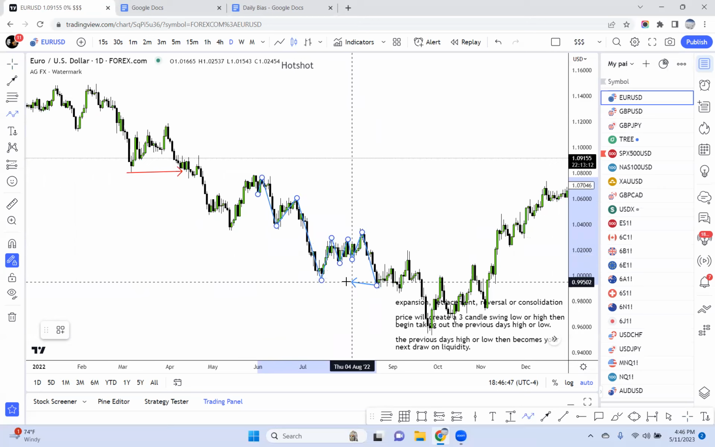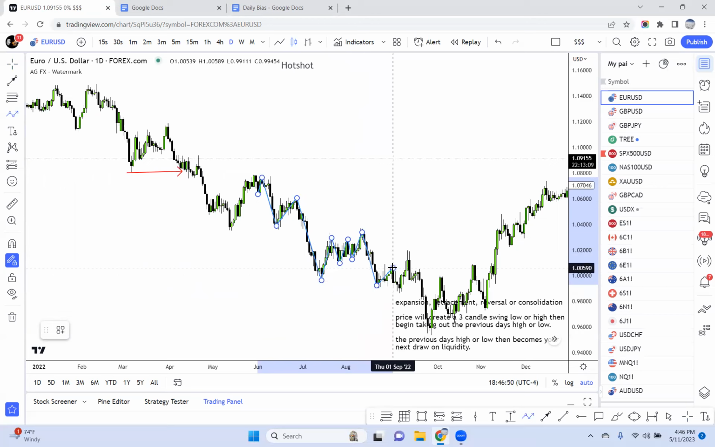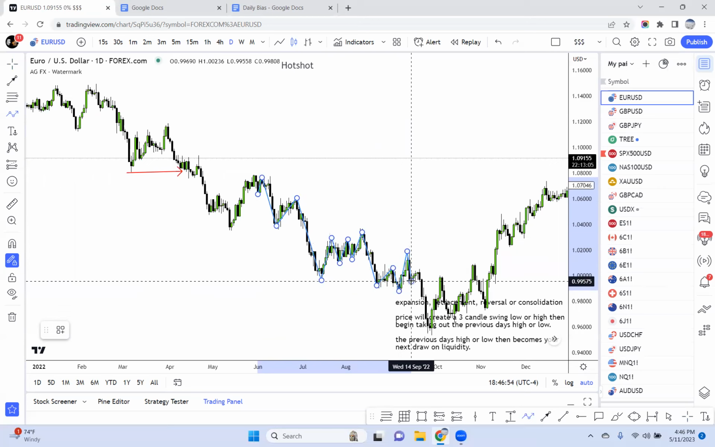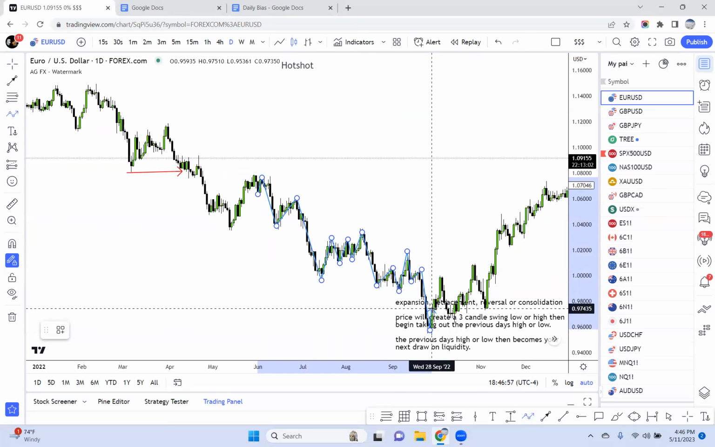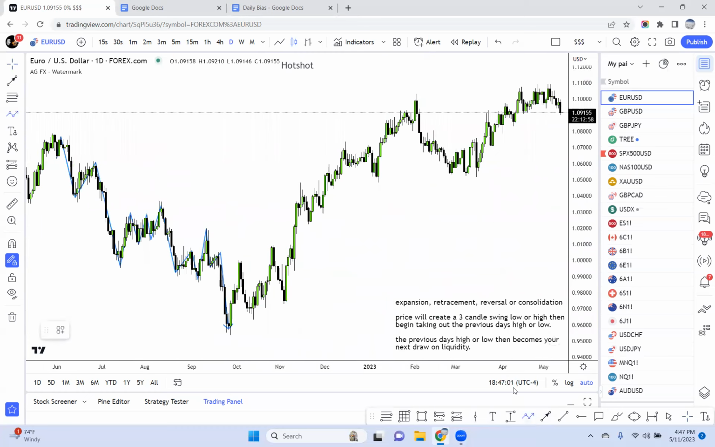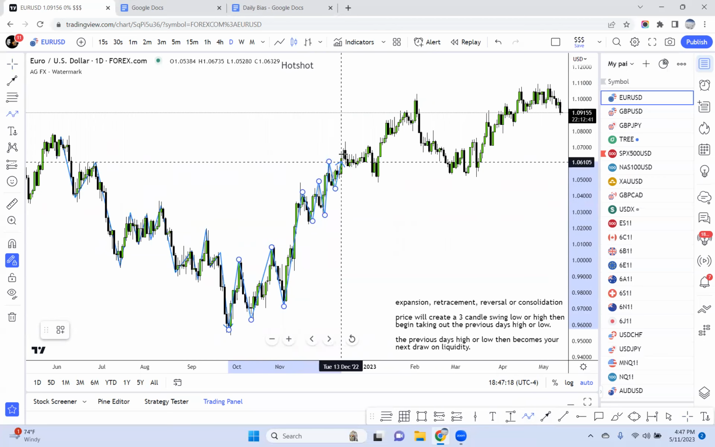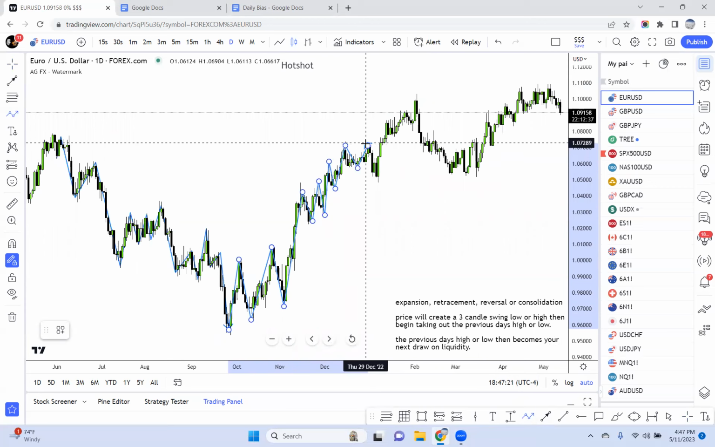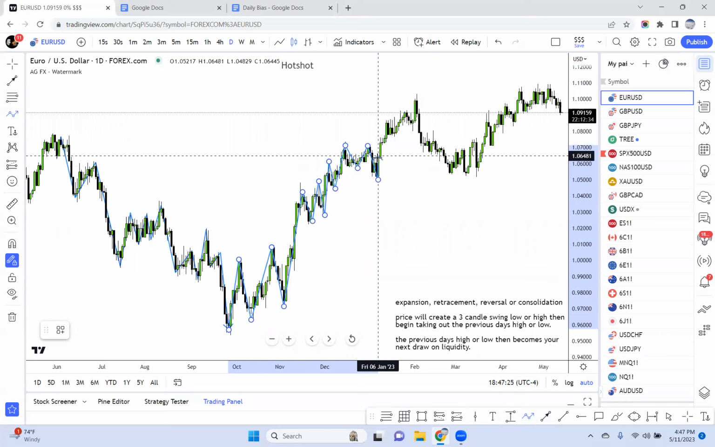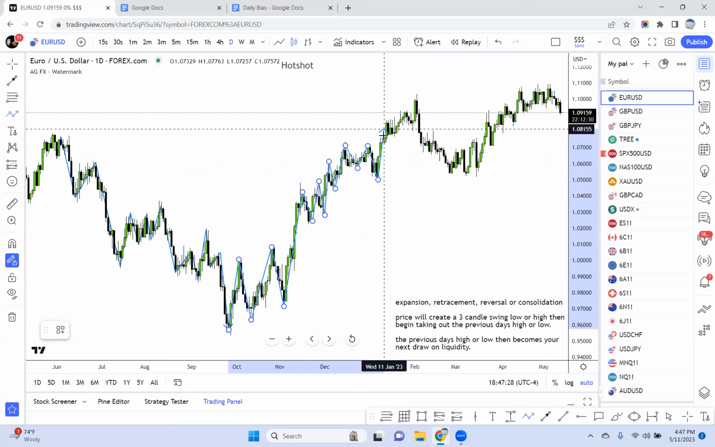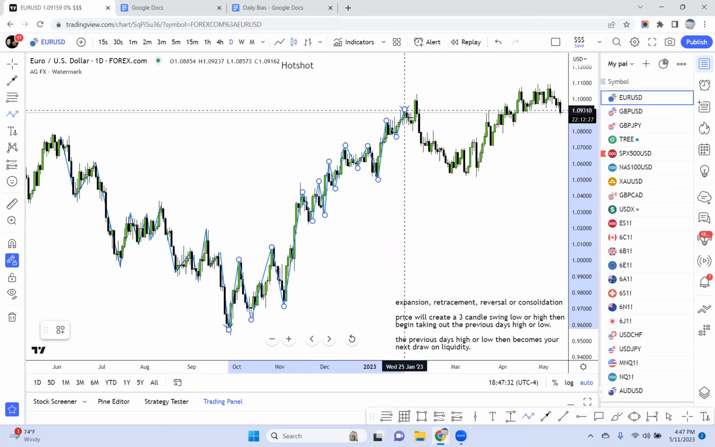And then we have the expansion where it takes out this low, expansion, retracement, expansion, reversal, retracement, failed high, reversal. And so once you see what it's doing, like retracement, expansion, failed lower low, reversal, retracement, expansion, retracement, expansion, retracement, failed high, reversal, but it didn't keep a retracement. It reversed again, retracement, expansion, retracement, expansion, reversal.